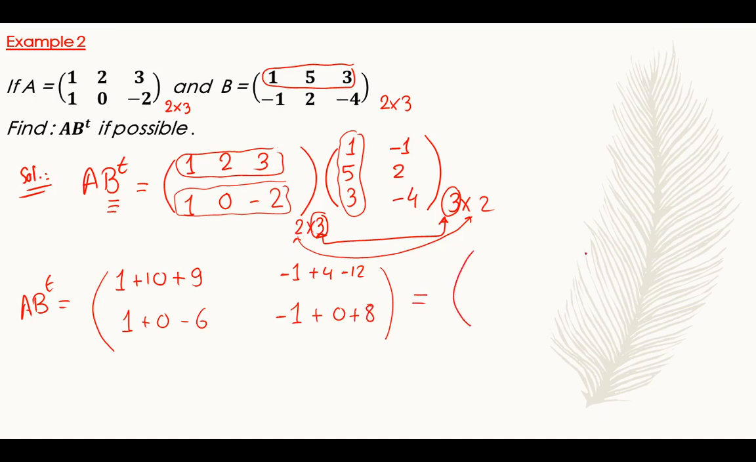Okay, last step, add. 1 plus 9 is 10, 10 plus 10 equals 20. Negative 1 plus 4 equals 3, 3 minus 12 equals negative 9. 1 minus 6 is negative 5. Negative 1 plus 8 equals 7. Okay, so the resultant matrix is of order 2 times 2, as we said in the first example. Okay, let's go to another example.